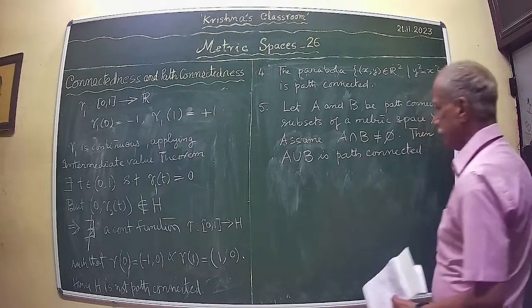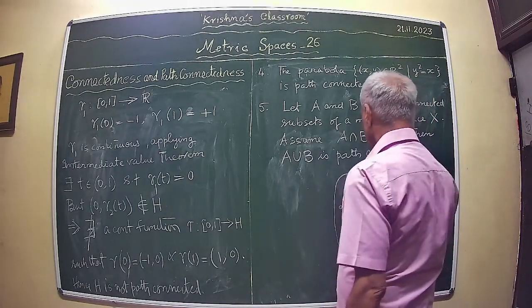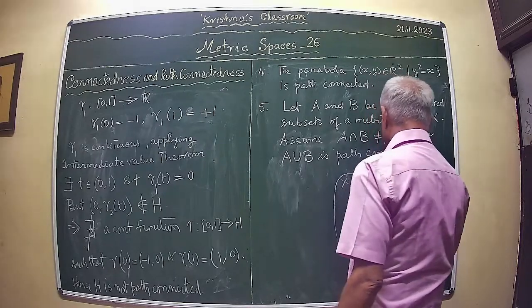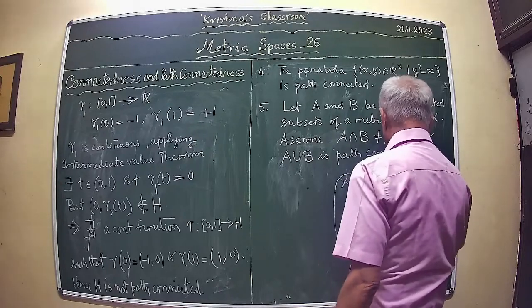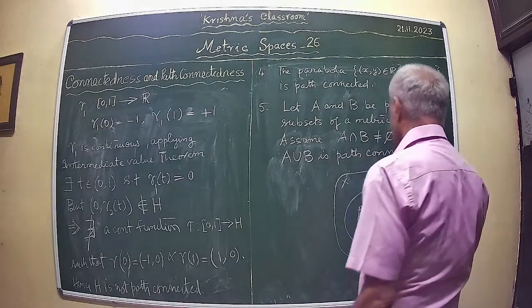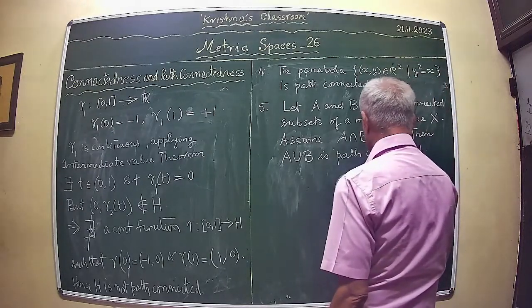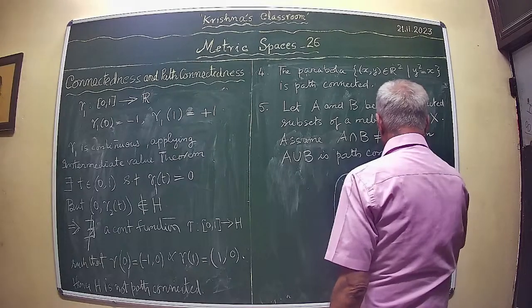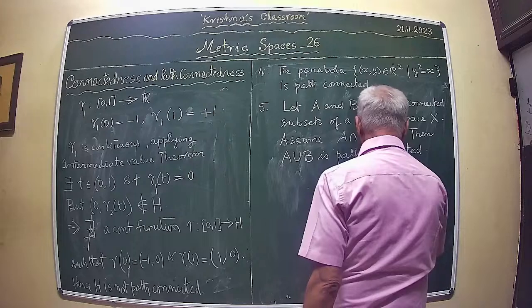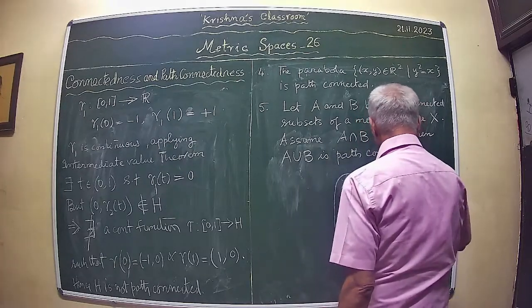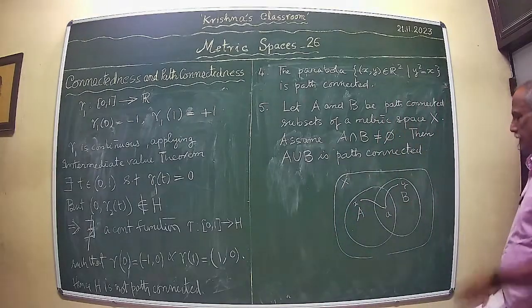Now this is quite easy, because what you do is, suppose this is your X and this is your A, this is your B. There are some common points. So you pick an a belonging to A intersection B. Okay, then suppose you choose an x belonging to A and y belonging to B, which is not in A, say. Then you can use the path connecting a and x, and the path connecting a and y, and combine them to get a path from x to y.